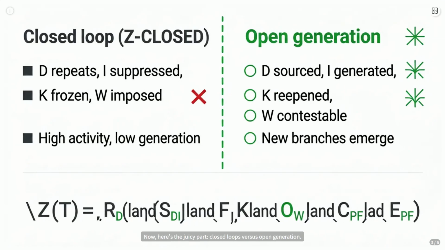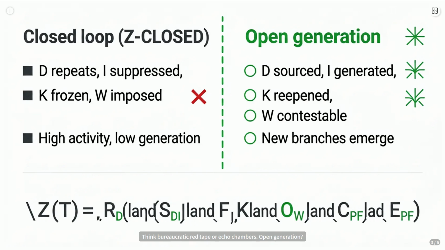Now here's the juicy part, closed loops versus open generation. A closed loop is like a hamster wheel, lots of running, D repeats, P's self-copies, but no real progress, I suppressed, K frozen. It consumes resources imposed, but doesn't create new futures. Think bureaucratic red tape or echo chambers.